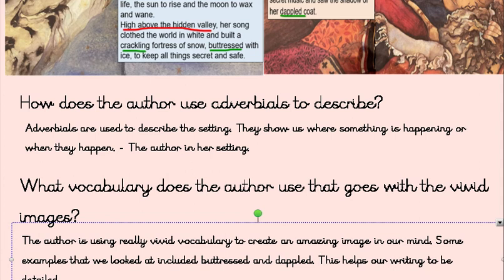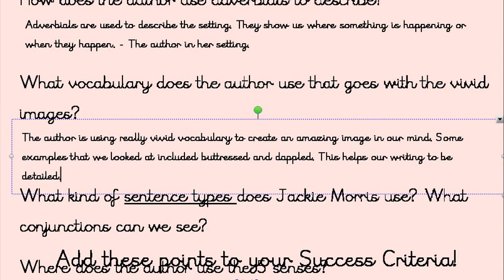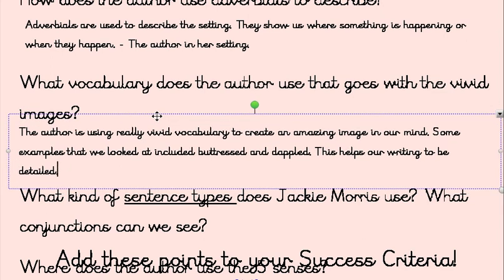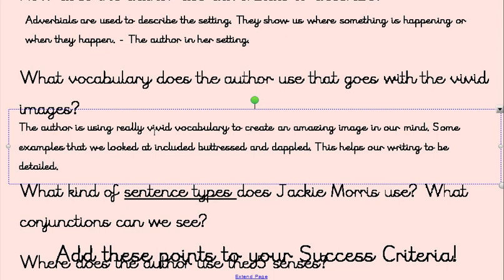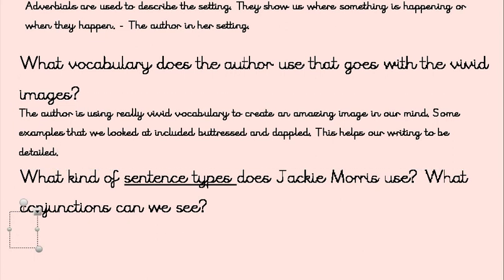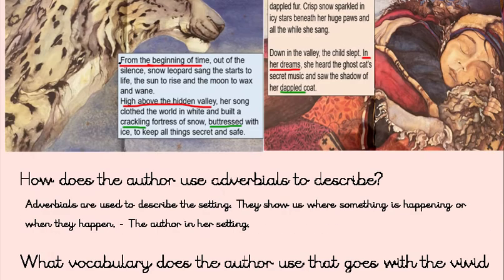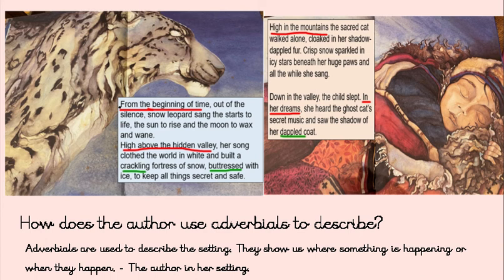The next thing I want to look at, after our vivid vocabulary and the fronted adverbials we've already looked at, is the kind of sentence types Jackie Morris uses. Let's go up and have a quick look. She uses two types of sentence types here, and I'm going to underline them. So the first one is, down in the valley, the child slept. Now it's got a fronted adverbial in it, but what kind of sentence is that? That's right, it's a simple sentence.